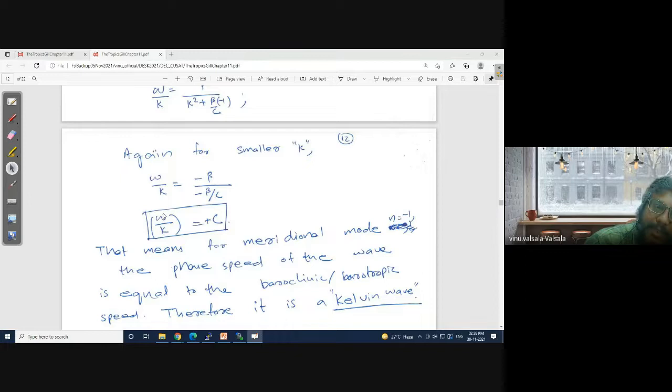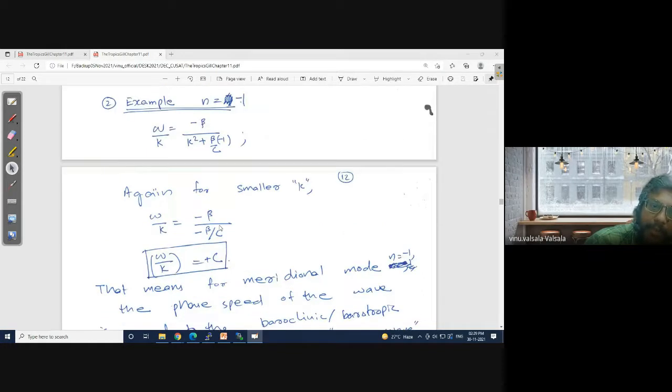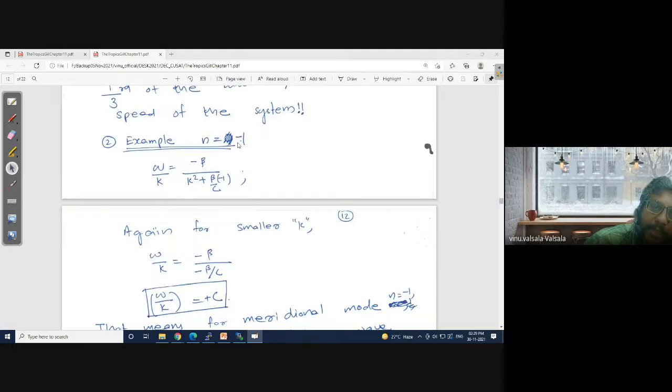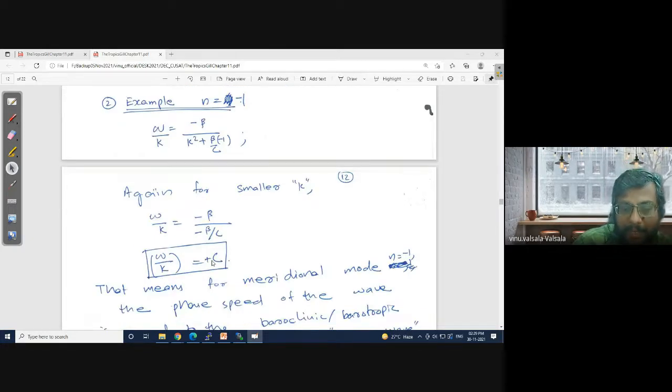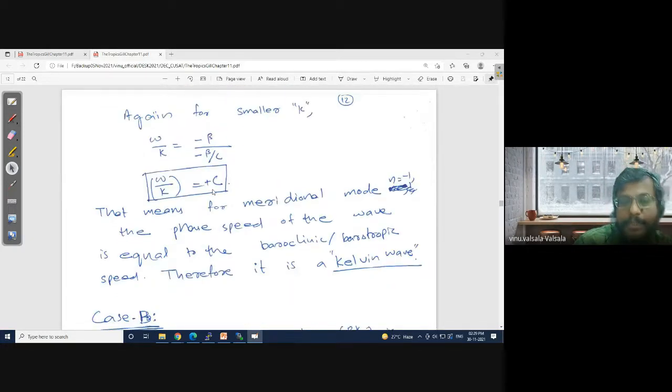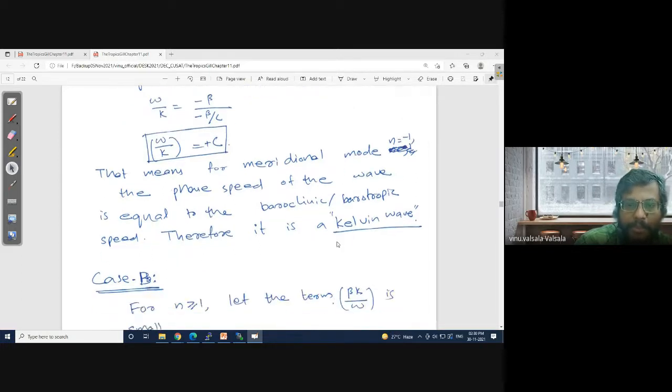What is this? This is the equatorial Kelvin wave. So the equatorial Kelvin wave comes as a special case of n equal to minus 1 in this solution. So omega by k equal to plus c. You have seen this, and this is plus. That means they propagate eastward. That means for meridional mode n equal to minus 1, the phase speed of the wave is equal to the baroclinic or barotropic speed of the system. Therefore, it is a Kelvin wave.